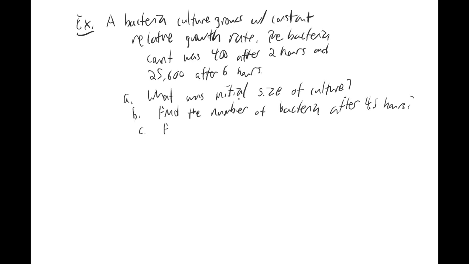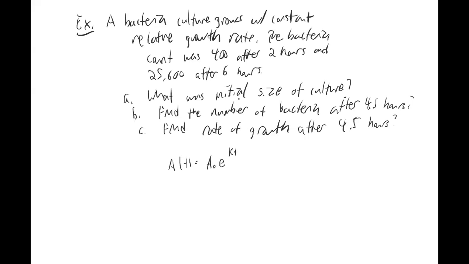C. Find rate of growth after 4.5 hours. Okay, so I'll write P for population, even though I don't think you normally say population of bacteria, right? That's for people. Maybe A, A for amount. A of T is A naught e to the KT, right? So it satisfies this type of equation.